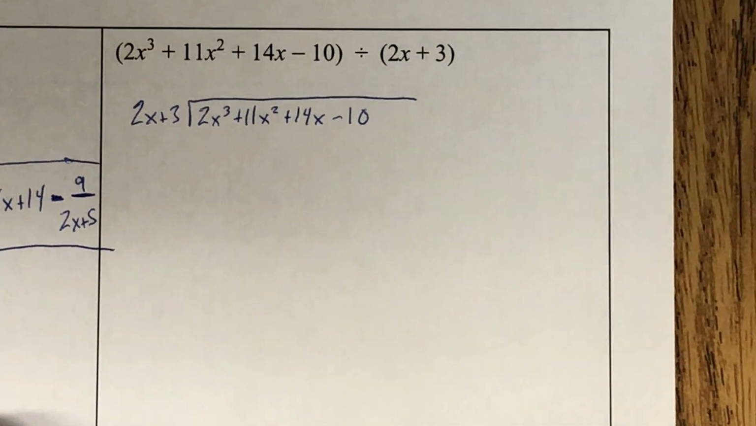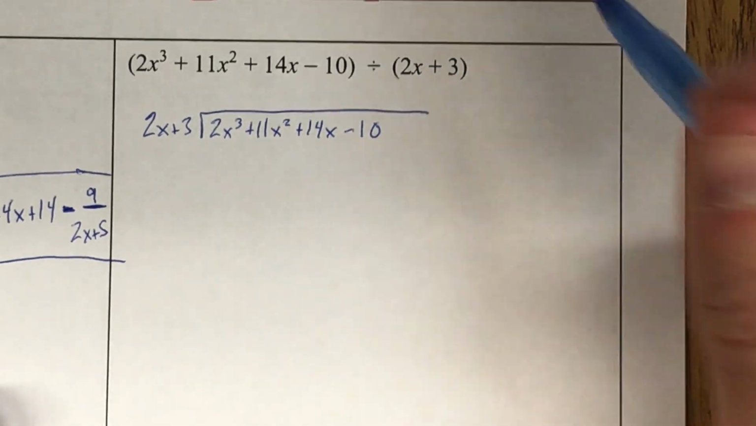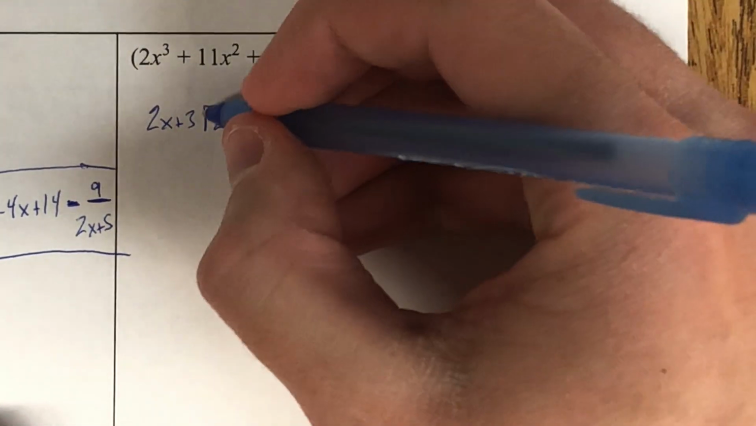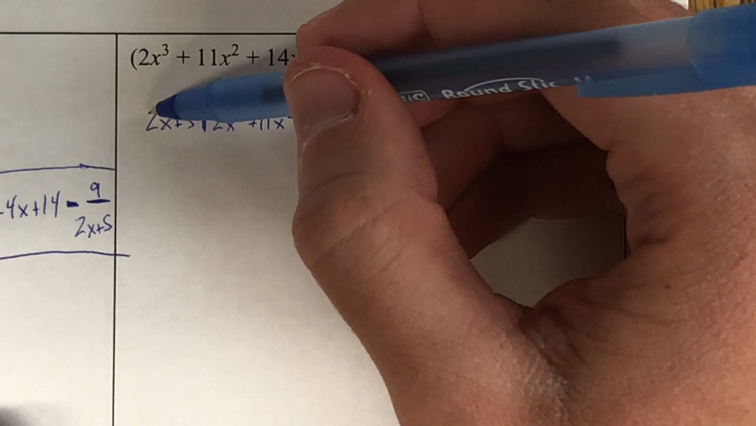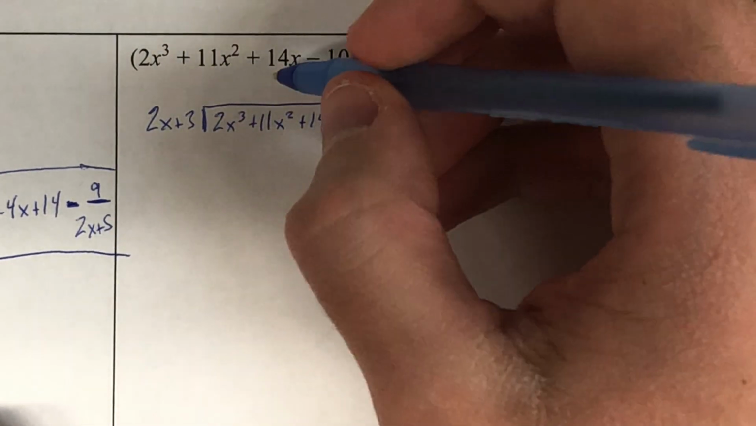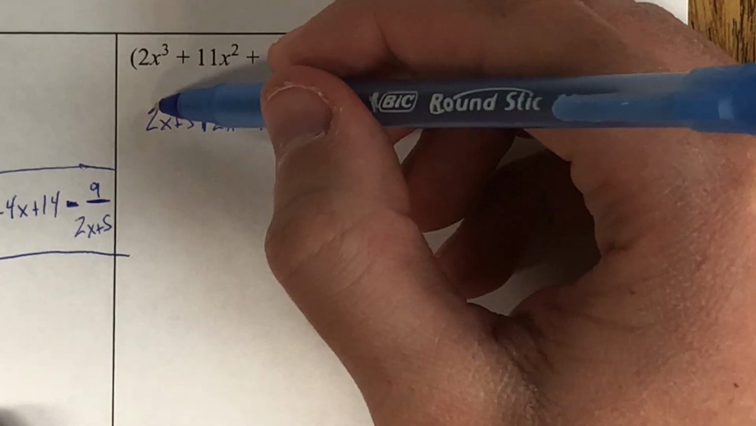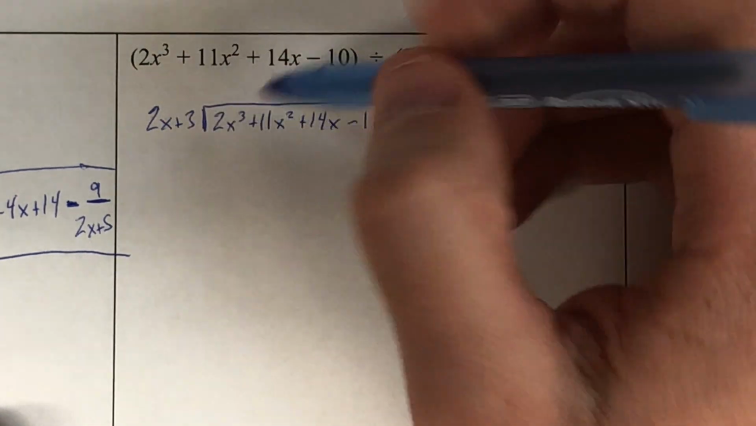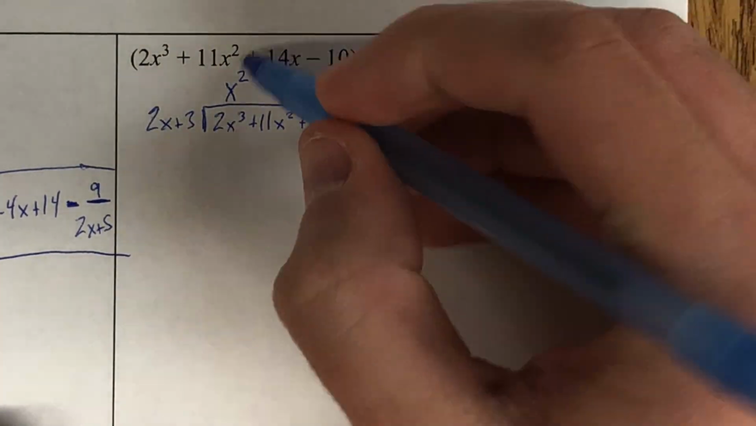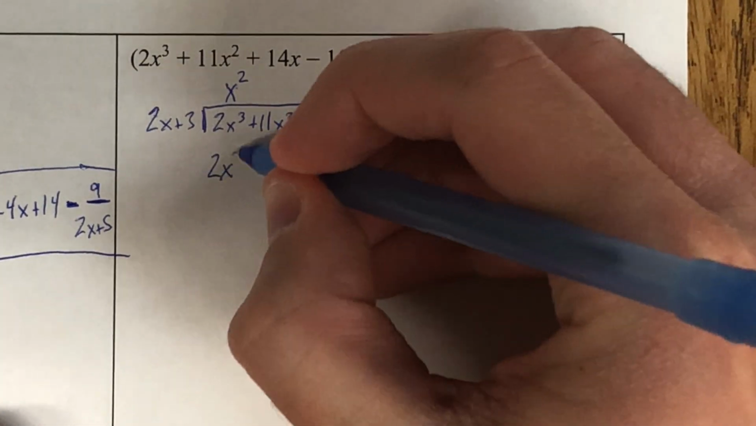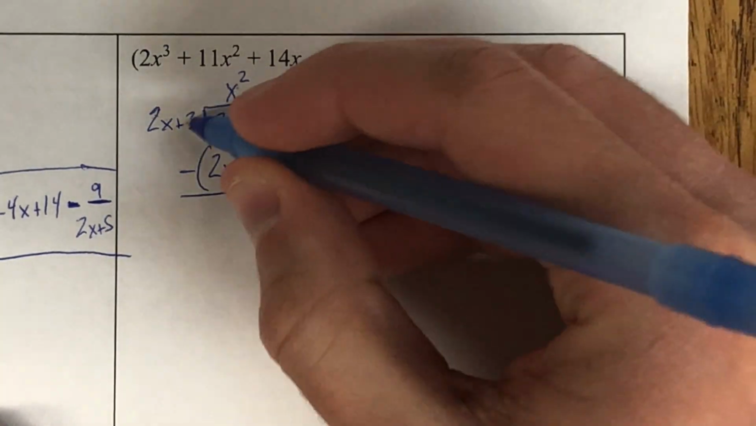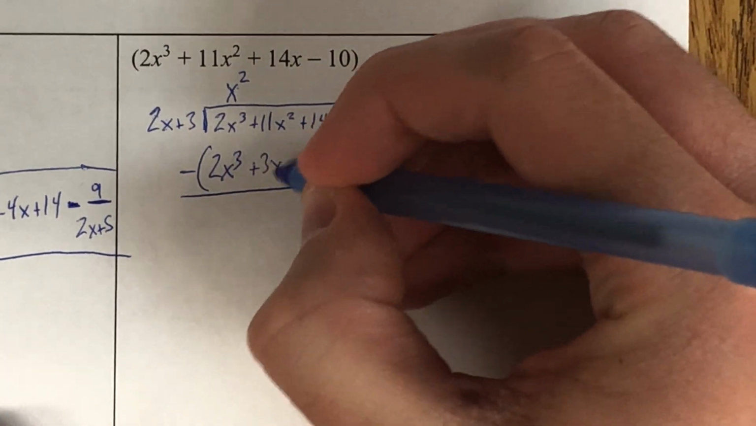Or 2x cubed plus 11x squared plus 14x minus 10 goes under our long division. So we need to figure out 2x times what is 2x cubed. Well, we don't need to multiply any numbers because 2 times 1 is 2. X times x squared will get me to 2x squared. So x squared times 2x is 2x cubed. That's good. X squared times 3 is 3x squared.